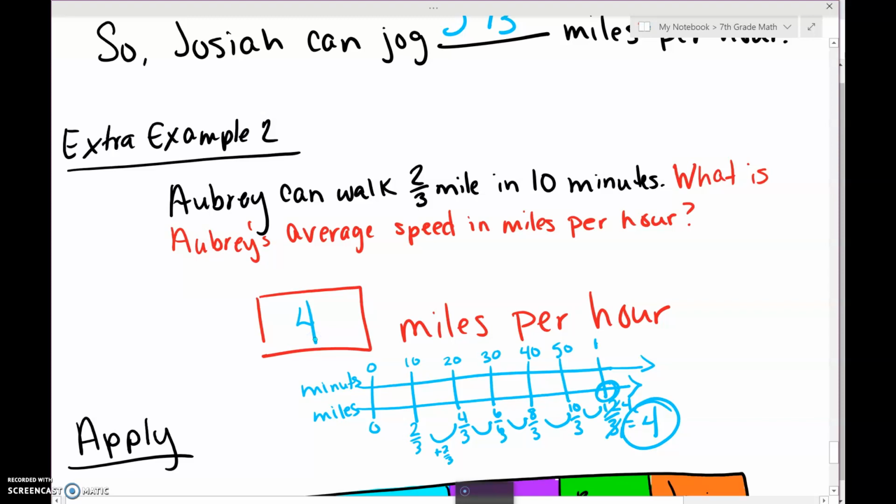You can solve this using any method. Go ahead and try and practice that if you would like.